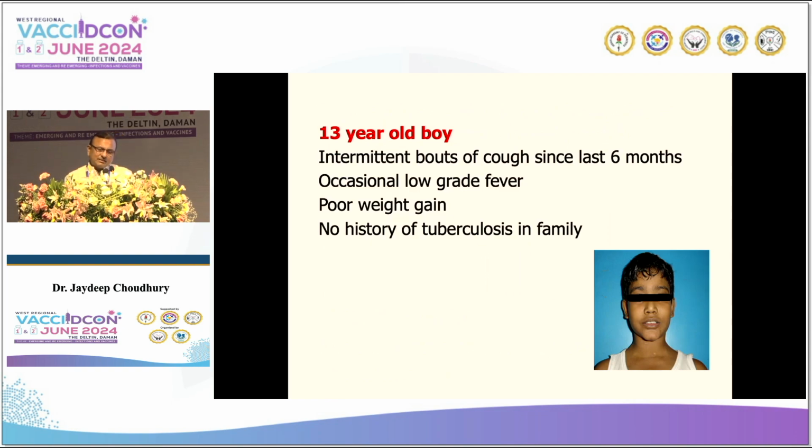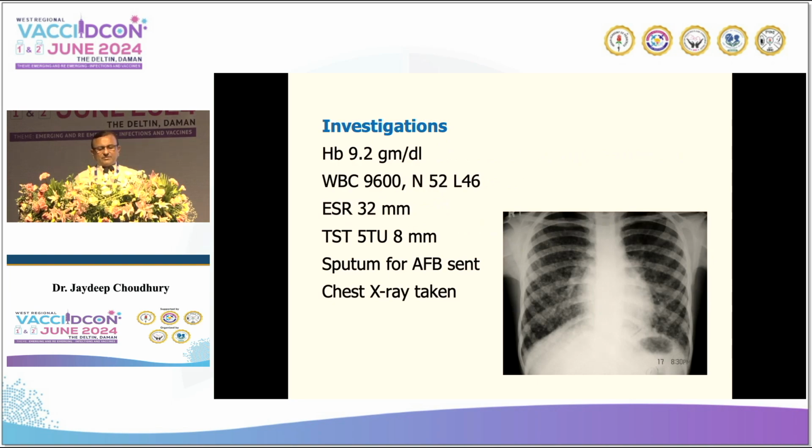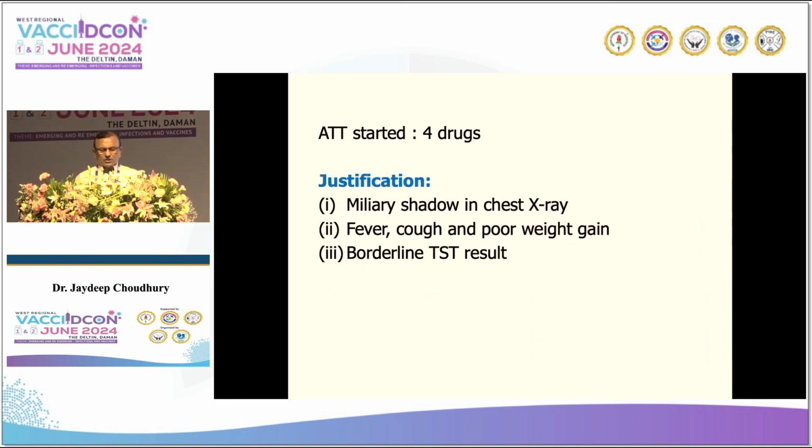13-year-old boy, intermittent bouts of cough since the last 6 months, occasional low-grade fever, poor weight gain, and no history of tuberculosis in the family. Routine investigation, hemoglobin 9, WBC 9,600, TST was 8 mm with 5 TU, sputum AFB was sent, which was eventually negative, and this was the chest X-ray. If you can see closely the X-ray, it's a diffuse miliary shadow. So ATT was started by the other hospital before referring to our hospital. The justification they told was the miliary shadow in the chest X-ray.